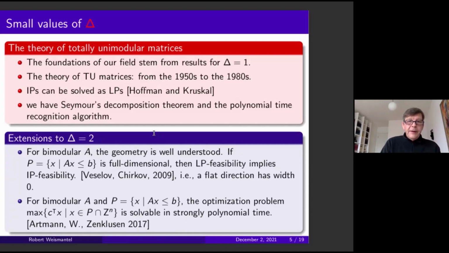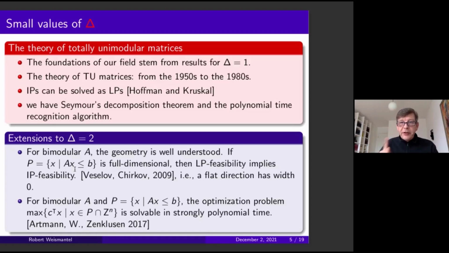In particular, there's this very foundational paper by Veselov and Chirkov that I would like to mention in this context, that I think one can argue really explains the geometry for delta equals 2. One of their strongest results is that if you assume that the given polyhedron in inequality form, Ax less or equal to b, is full dimensional, then you do have the property that LP feasibility implies IP feasibility.